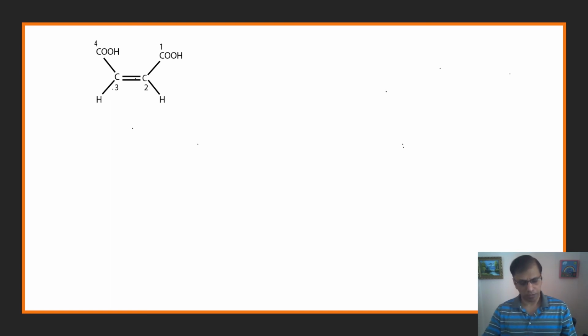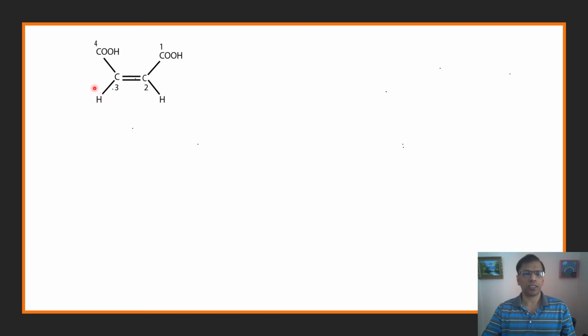So now let's look at examples. So this is an example, and let's try to name it. So in this particular case, you have 2 carboxyl groups. You can number it from this side, or you can number it from this side, either side is fine. You'll get the same name. So there are 2 carboxyl groups, and there's a double bond.